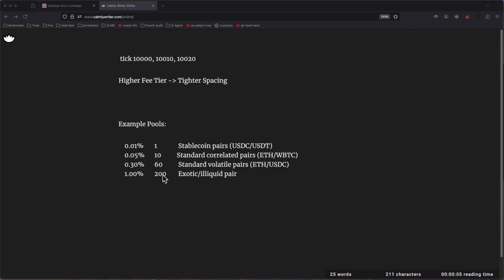This ensures that even if a swap causes the price to move massively, it will interact with very few ticks, keeping gas costs manageable for a pool that might not even have the volume to absorb these costs.